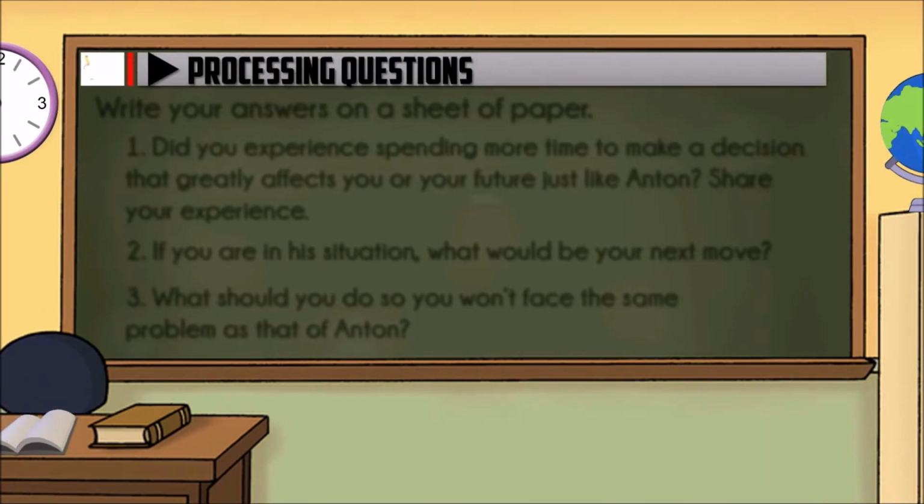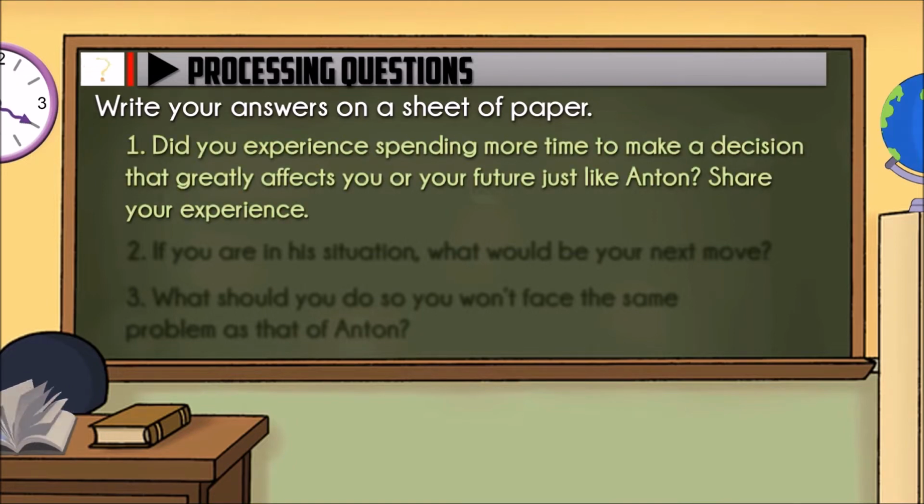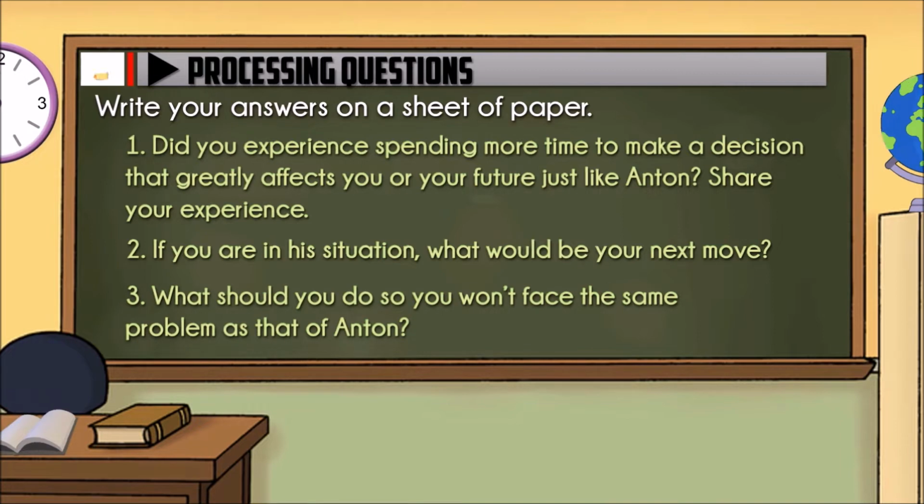Processing questions. Write your answers on a separate sheet of paper. Number 1. Did you experience spending more time to make a decision that greatly affects you and your future just like Anton? Share your experience. Number 2. If you are in his situation, what would be your next move? And number 3. What should you do so you won't face the same problem as that of Anton?